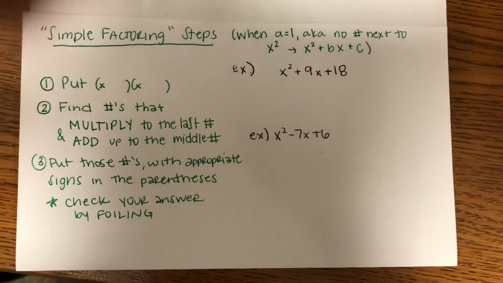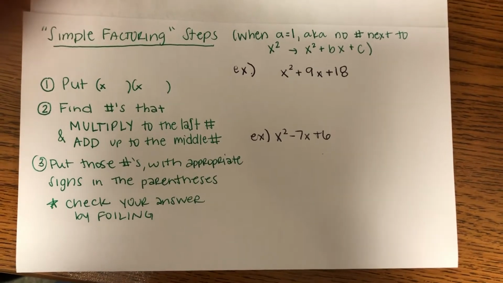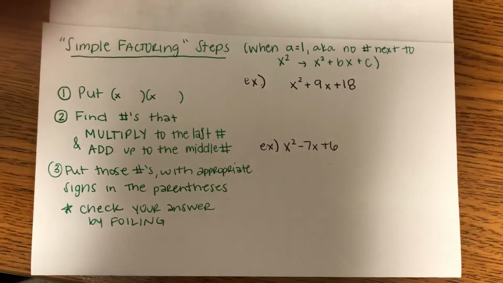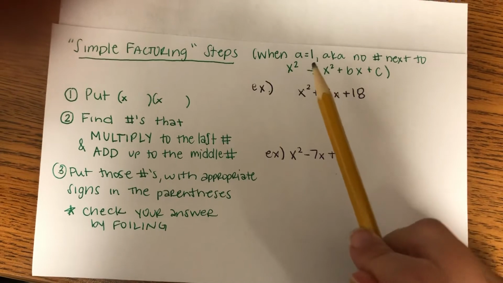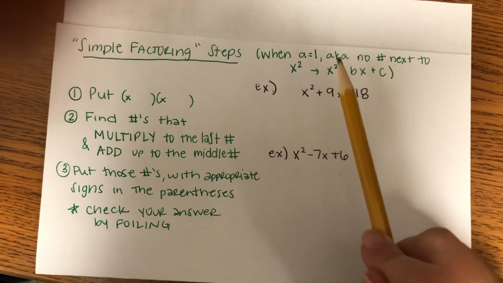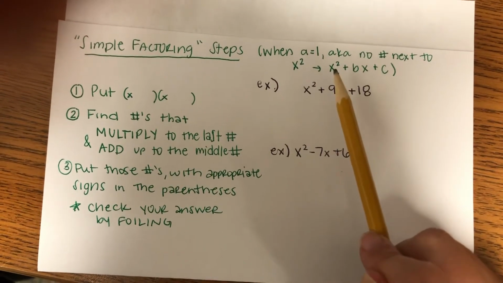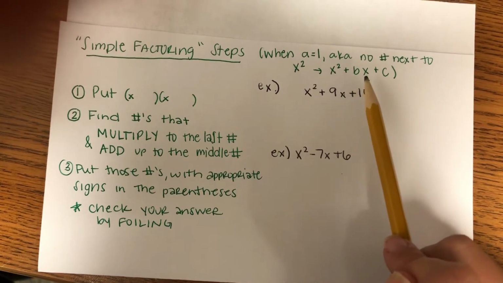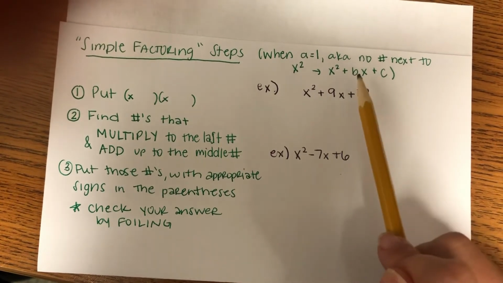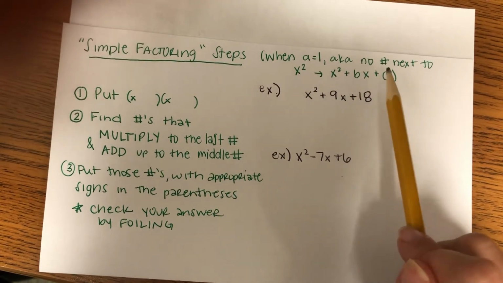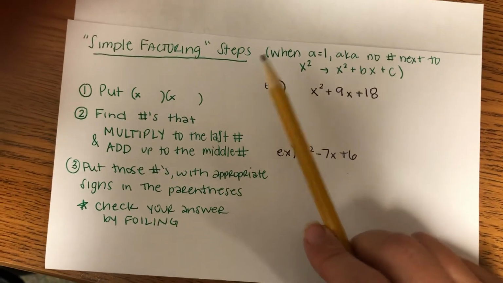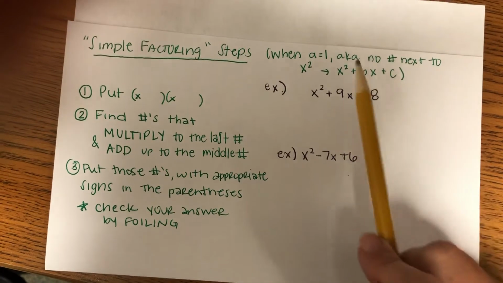Okay, in this video, we're going to quickly review how to do something called simple factoring. When we have simple factoring, I mean that a equals 1. When I mean a equals 1, I mean the factoring looks like x squared plus a letter and an x plus a letter. When I say b and c, these things normally have numbers in these spots. So you do simple factoring when there's no number next to x squared.